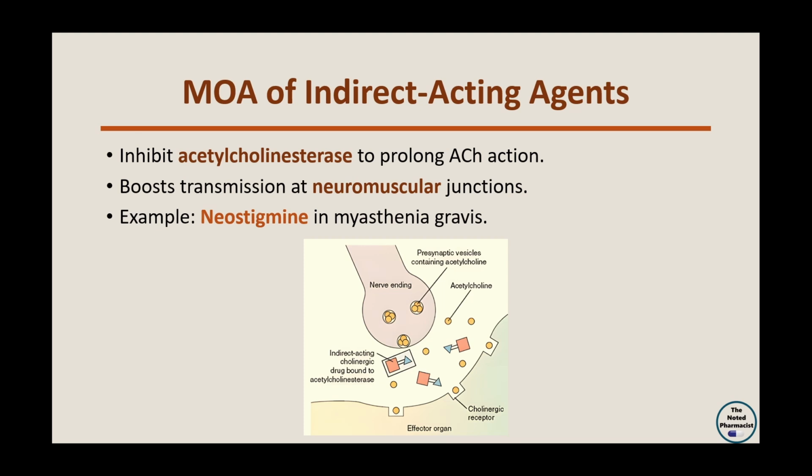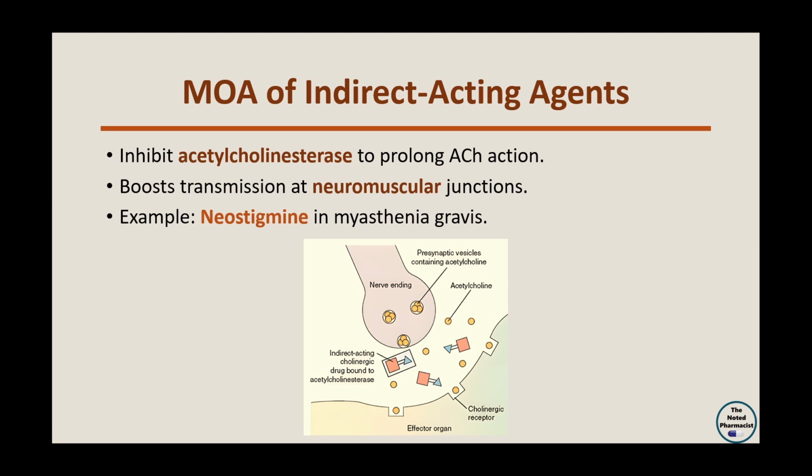Indirect-acting agents, such as neostigmine, inhibit acetylcholinesterase, resulting in prolonged ACh action at synapses. This mechanism is especially beneficial in conditions like myasthenia gravis, where enhanced neuromuscular transmission is required.